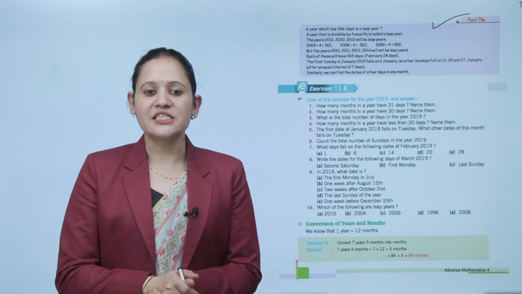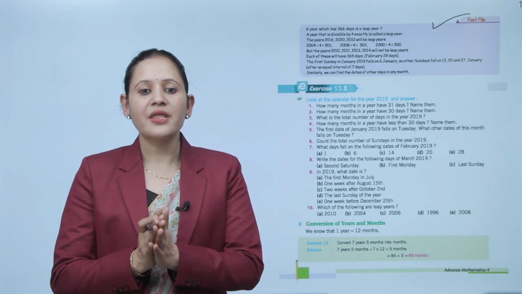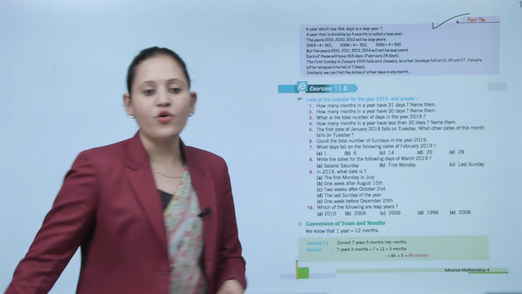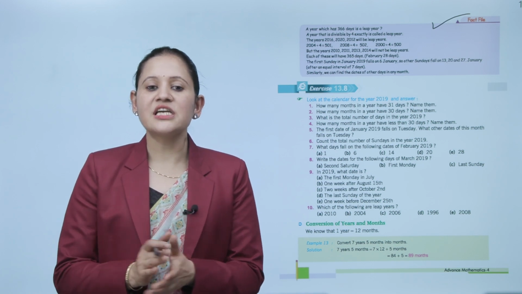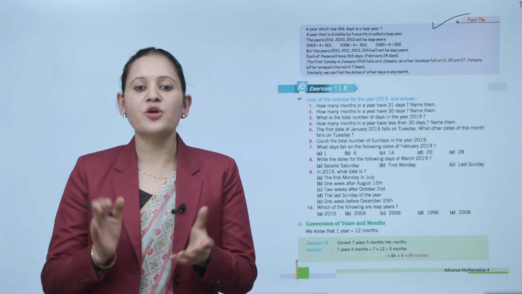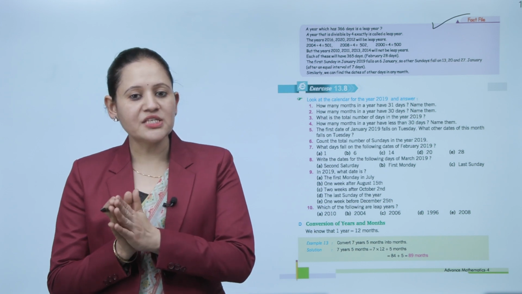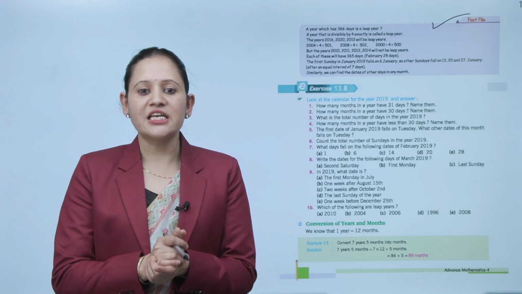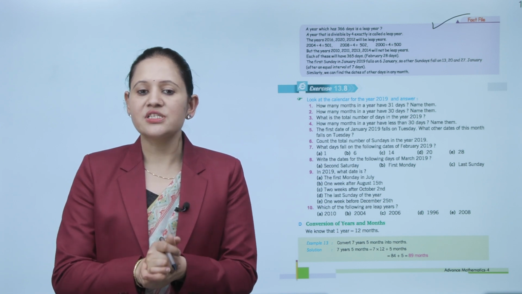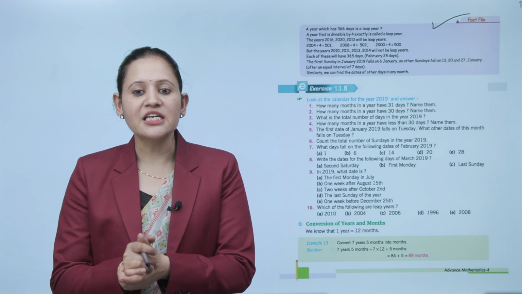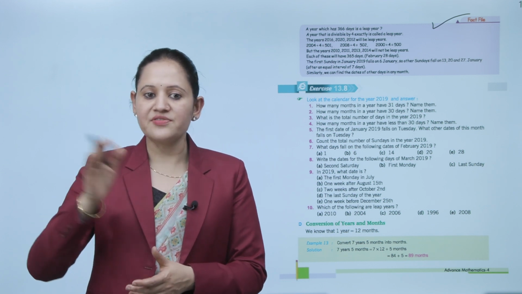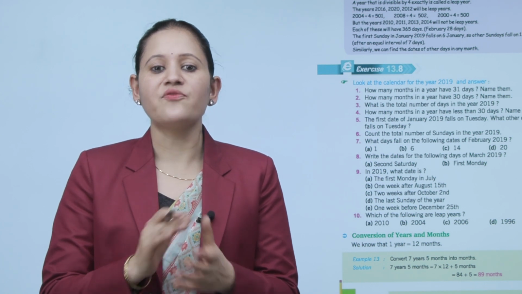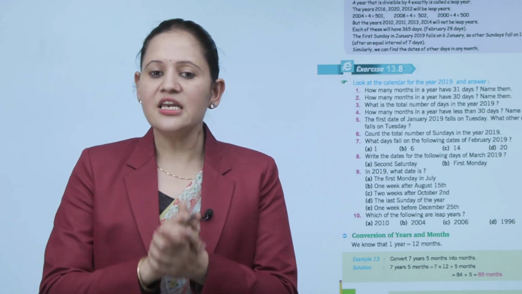The years 2016, 2020, 2012 will be leap years because they are exactly divisible by 4. But the years 2010, 11, 13, 14 will not be leap years. Each of these will have 365 days, February 28 days. The first Sunday in January 2019 falls on 6th January. So other Sundays fall on 13, 20, 27 January after an equal interval of 7 days. Similarly, we can find the dates of other days in any month.